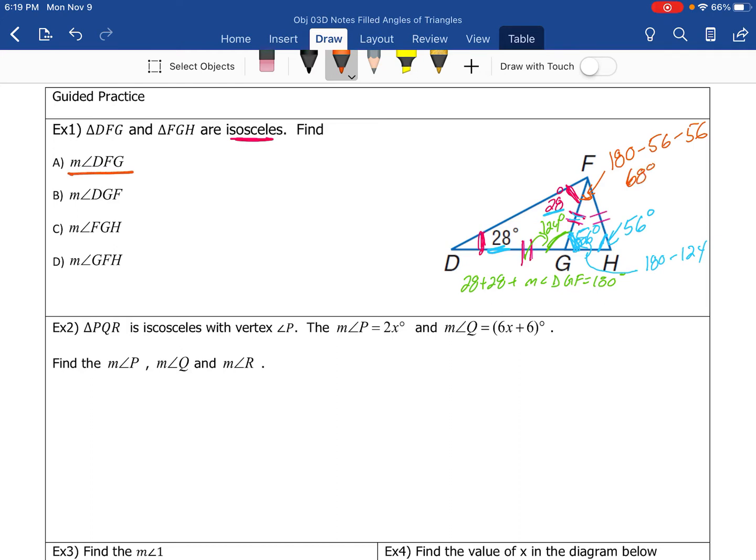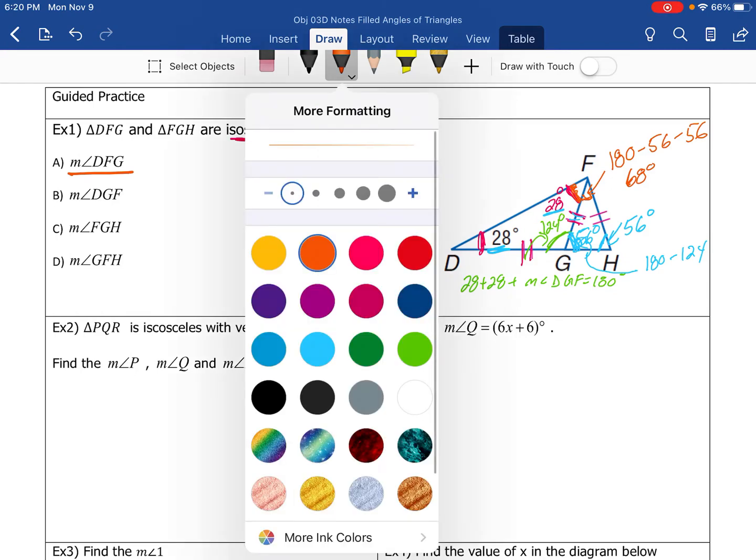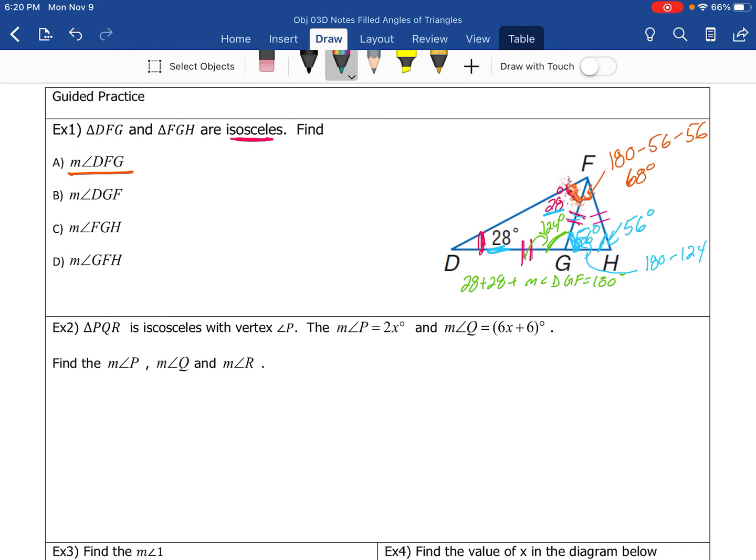And then I go through DFG. So DFG would be this angle right here, and we knew that was 28 degrees. DGF, this angle right here, which would be the vertex angle, is 124 degrees. FGH, which would be this one right here, was 56 degrees. And GFH was 68 degrees. There are other ways to do this. That's just the way that I thought about it.